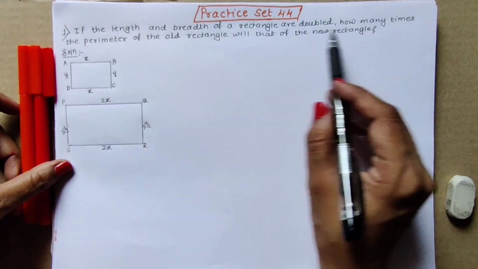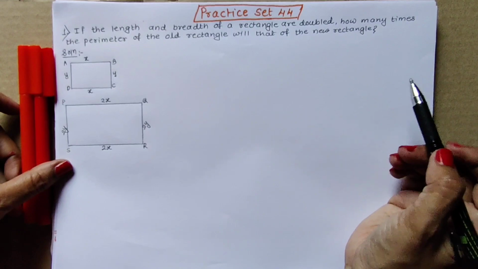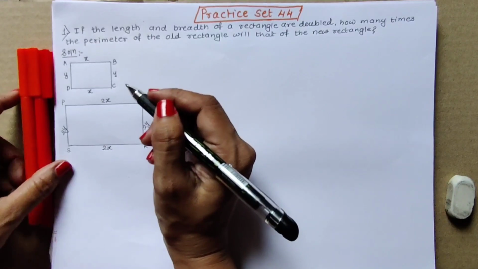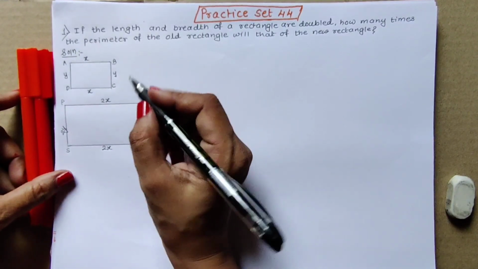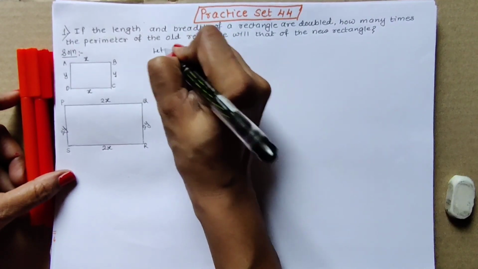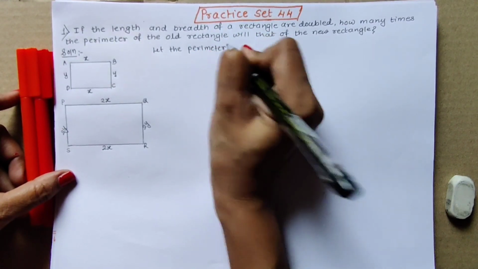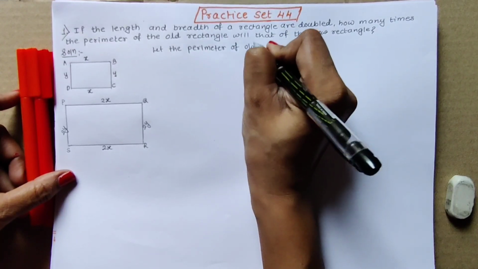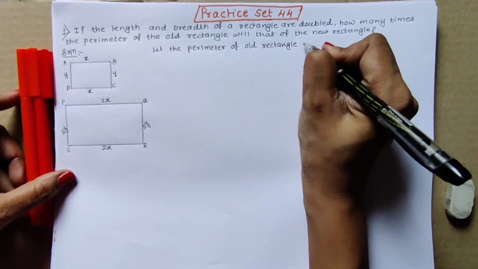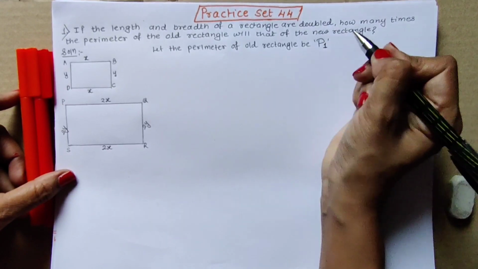So what do we have to find out? We have to find out how many times the perimeter of the old rectangle will be that of the new rectangle. So let us see how to solve this sum. Solution I have written. For perimeter we use some letter, so it becomes easy to write the steps of our solution. So let the perimeter of old rectangle be P1, capital P1 we write.